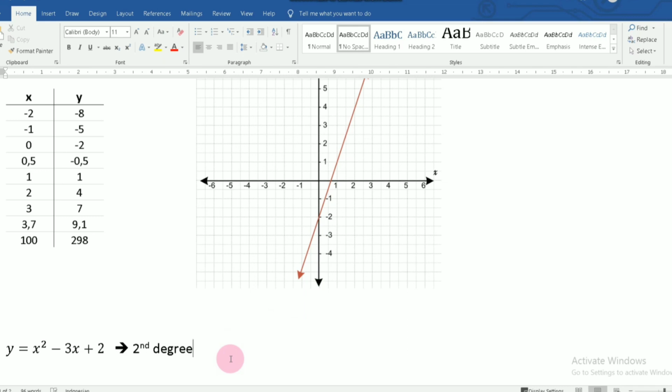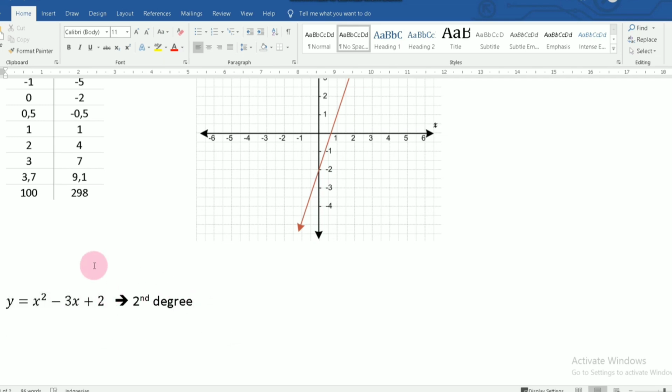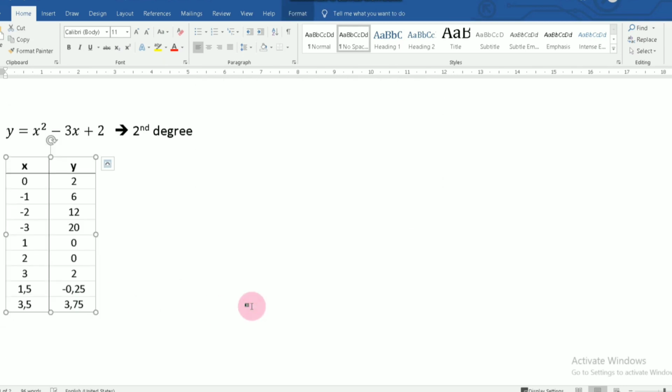And let's check, is it a function? Of course, again, the requirement of a function is that one value of x may only have one value of y. Okay, so how do we show the relation between y and x in this function? Let's just use the table of pairs also.